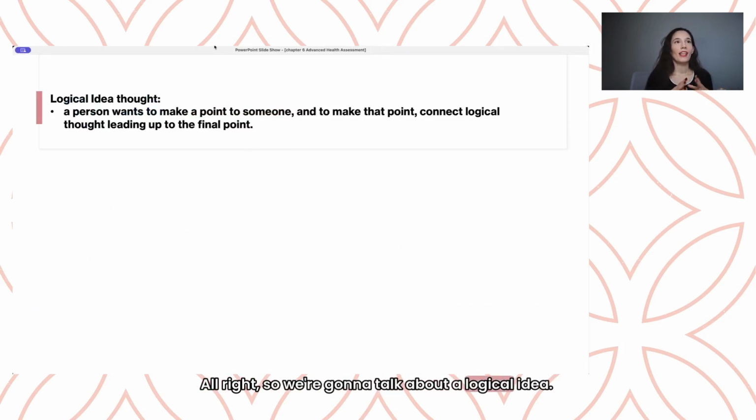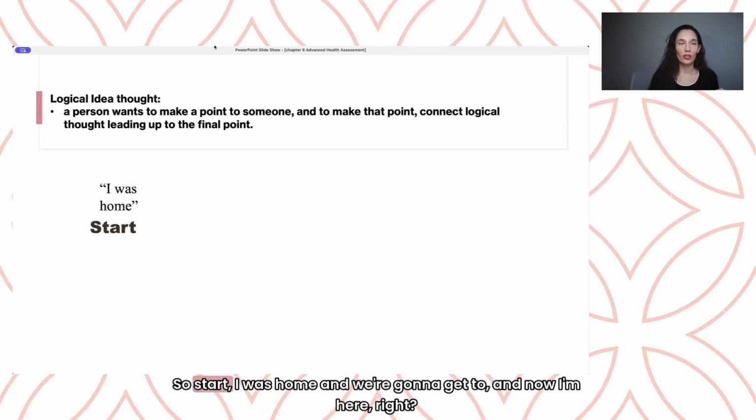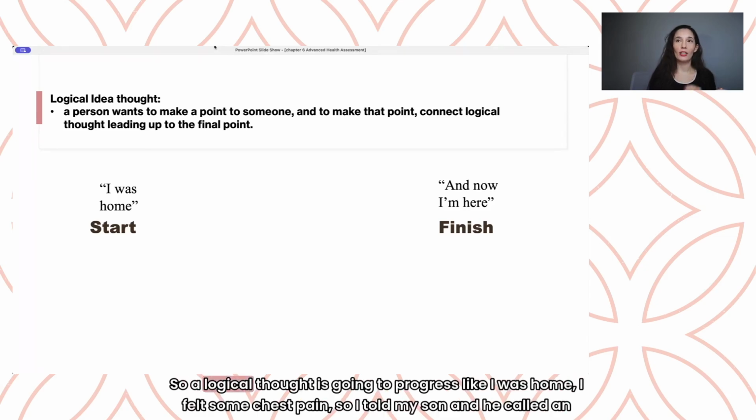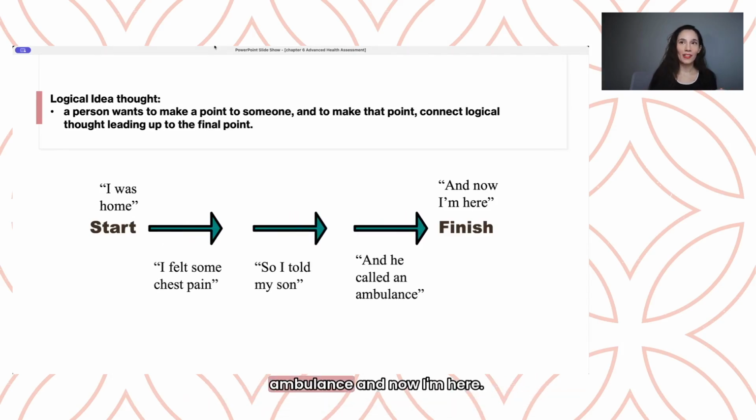All right. So we're going to talk about a logical idea. So this is when a person wants to make a point to someone, and to make that point, they connect logical thoughts leading to the final point. So start: I was home, and we're going to get to, and now I'm here, right? So a logical thought is going to progress like, I was home, I felt some chest pain, so I told my son, and he called an ambulance, and now I'm here. That is a logical thought.